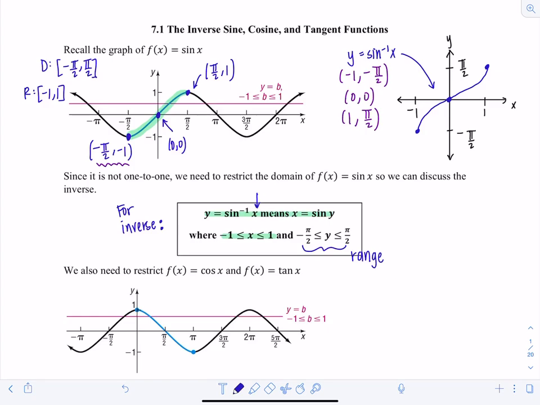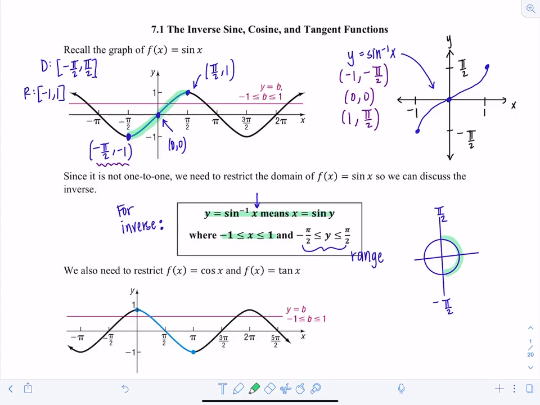That's quadrants 1 and 4, right? So let's draw where -pi/2 and pi/2 would be. So here's -pi/2, and here's pi/2. So you're only going to give angles that lie within this range when dealing with sine inverse.